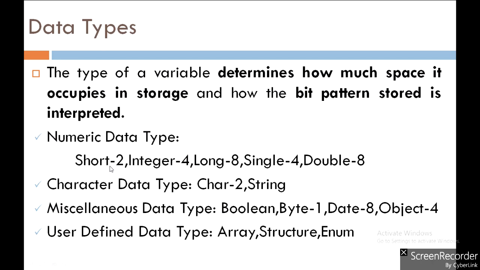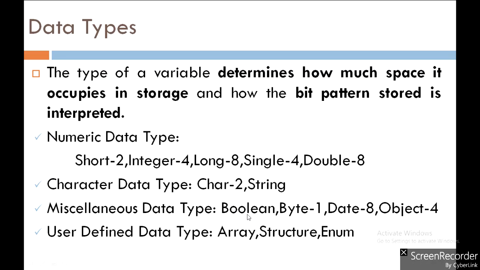Here I write 2. That means short data type requires 2 bytes for storage. Integer requires 4 bytes. Long requires 8 bytes for storage. Single requires 4 and double requires 8. Now second category is character data type. Char data type requires 2 bytes for storage and second is string data type.